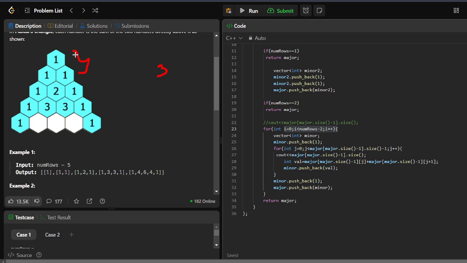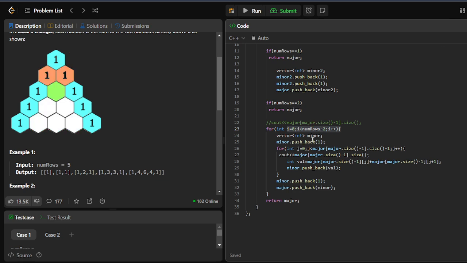If 3 is given, I have done these two things. I only need one more row. Therefore, if our number of rows is 3, our two rows are done. It means i is running from 0 to 1, only one time, because we only need one more row. I hope you understand why n minus 2.